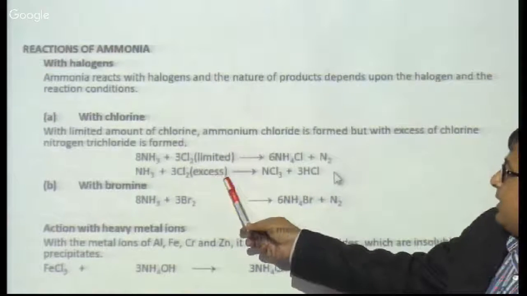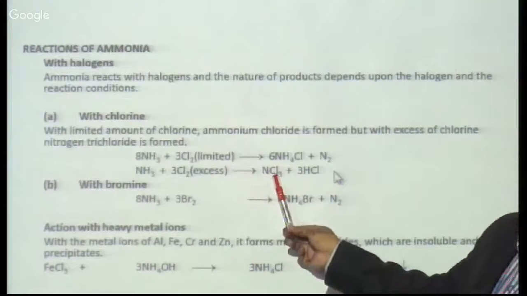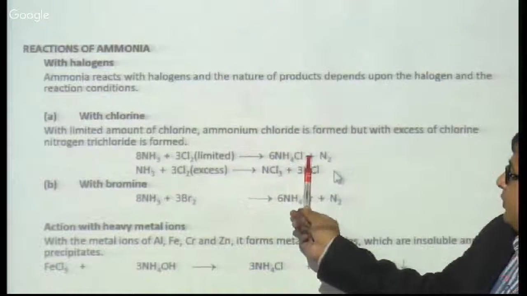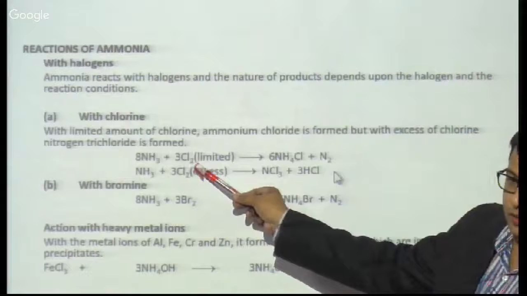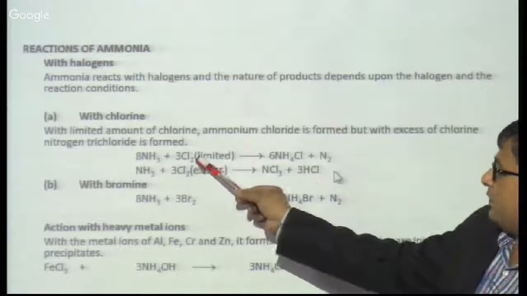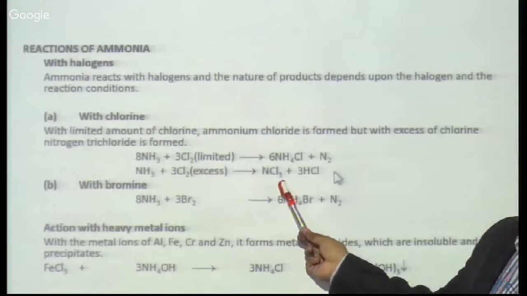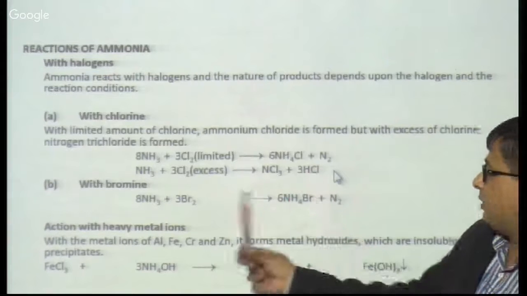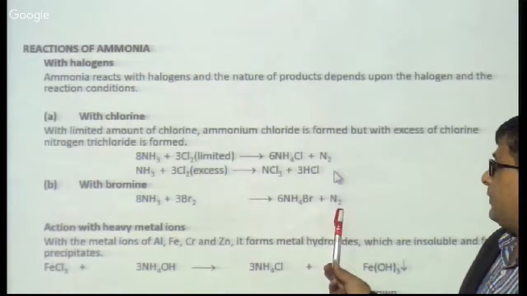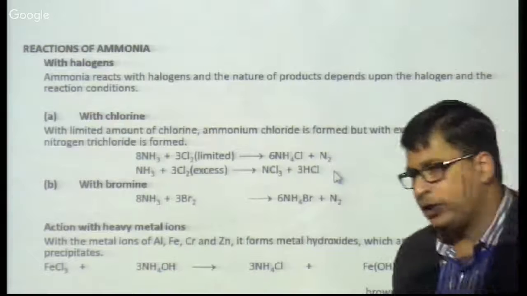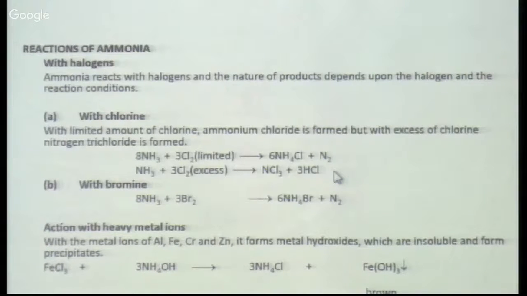If we take excess quantity, then NCl3 is formed. In excess quantity, NH4Cl is further reacted with this chlorine. This reaction again reacts with this chlorine to form NCl3 plus HCl. With bromine, NH4Br and N2. Similar with the heavy metals, FeCl3.